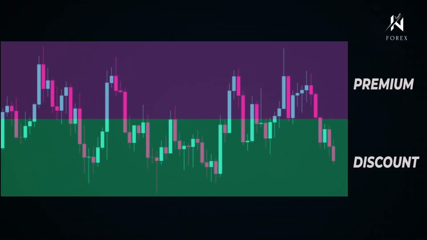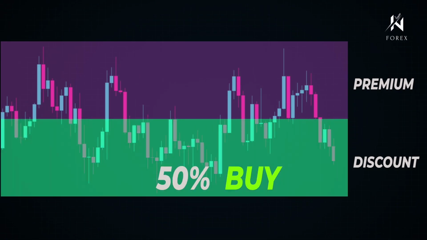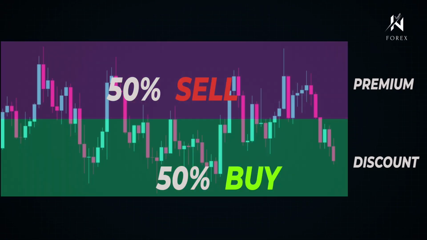Number 7. Is the zone well priced generally? The highest probable demand zones will be buying in discount prices, which is in the bottom 50% of the range, or selling premium prices in the top 50% of the range. This also improves your risk reward because we want to buy low and sell high, right?